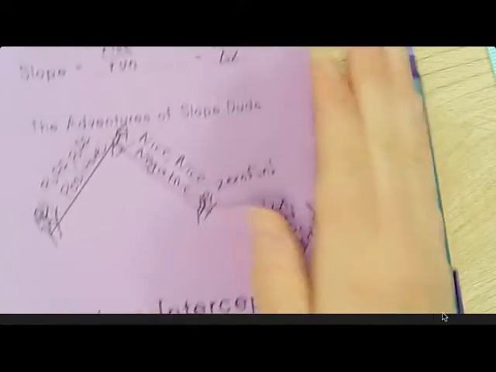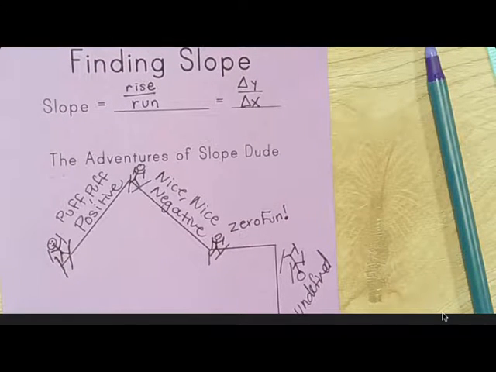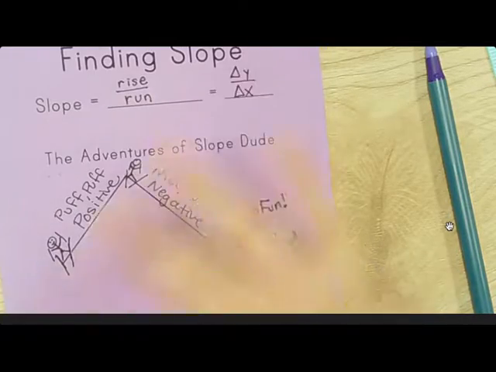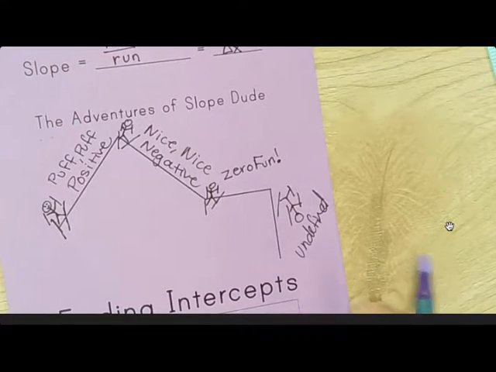Right, so we have done slope. We can find slope by counting rise over run or doing change in y over change in x. And then we talked about slope direction. So let's talk about the intercepts.